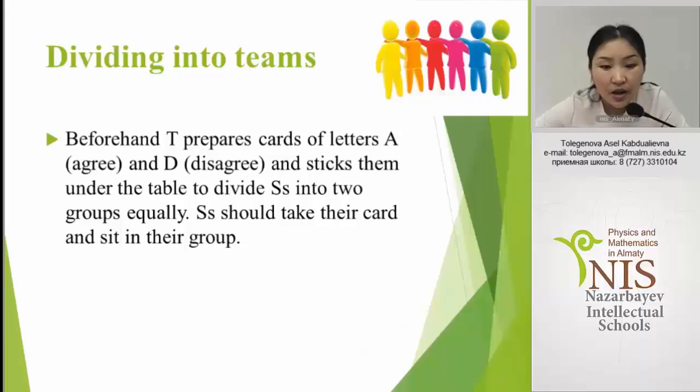And for this, I chose the method of using stickers. Beforehand, I prepared the stickers with letters A and D. A is for agree, D is for disagree, and stuck them under each student's desk, and said that on the lesson, they have stickers under their table, and they just took them and sat together in their groups, agree and disagree. Why I chose this method: in order to have an equal number of students in each team.